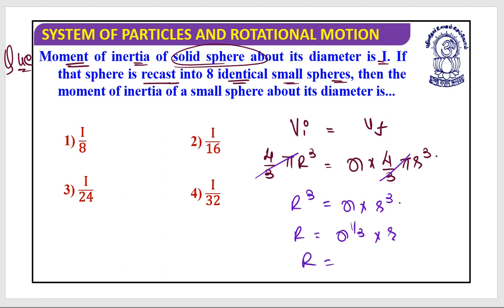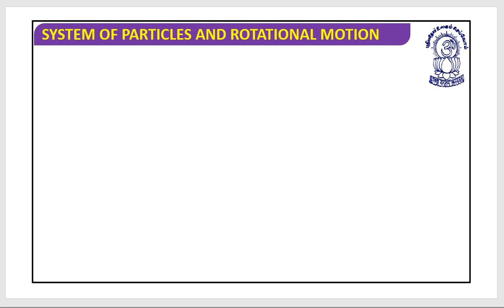From this, since it has been converted into 8 smaller spheres, R is equal to 2 into r, which means R is equal to 2r. I hope this is clear. Is it clear? Now let's just write it down.